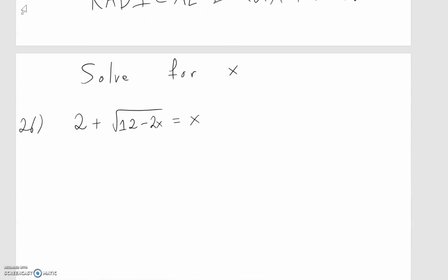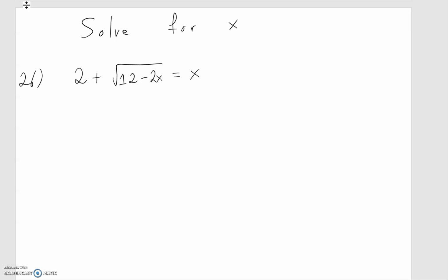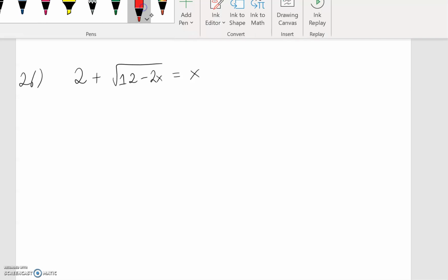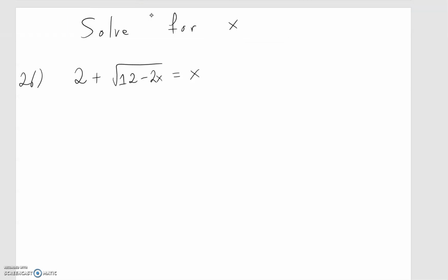So I'm going to follow these steps in order to tackle this problem. It says here I need to solve for x. How do I do this? Following the steps, the first thing that I have to do is isolate the radical. This square root of 12 minus 2x, I need to get it all by itself. So I'm going to subtract 2 on both sides. If I do that, I have square root of 12 minus 2x equals x minus 2.